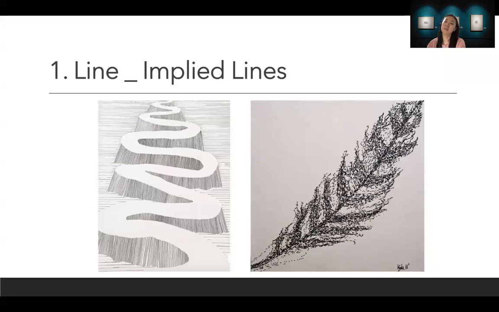And here are other examples of implied lines. On the left drawing, there is no defined line for the road. However, we can imagine there is a road by the vertical lines surrounding the road. Also, let's look at the right image. This is a feather drawing with dots. There are no lines in this feather drawing. However, the dots spread in the feather shape, so we can imagine there is a feather. That is implied line.